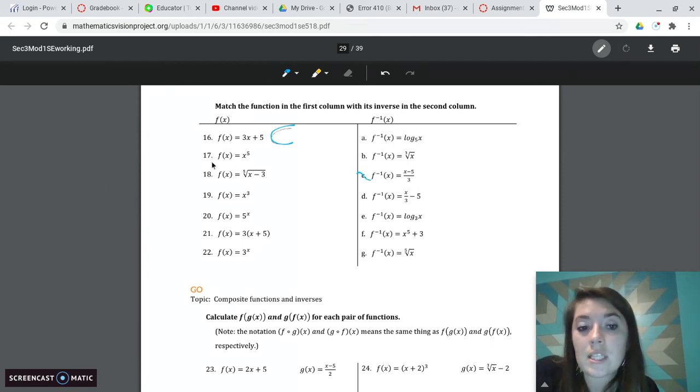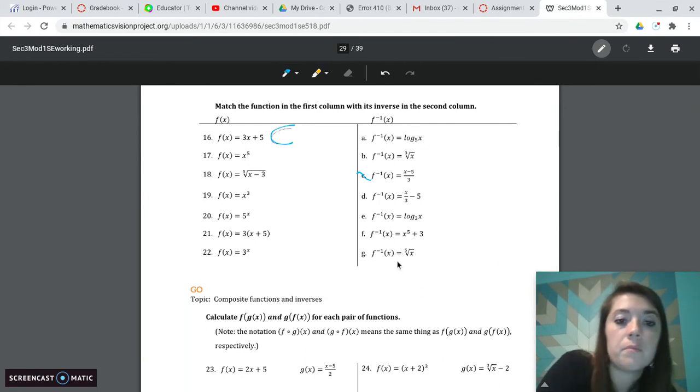Now, 17, f of x equals x to the 5th power. Now, when we're taking something to the 5th power, to undo that, we need to take the 5th root. So which one of these has the 5th root? That would be G.